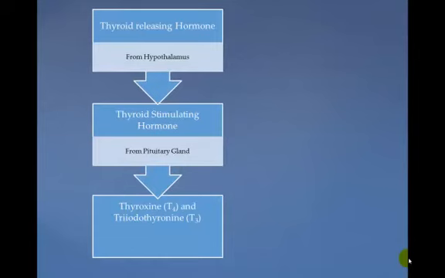Once the pituitary gland releases thyroid-stimulating hormone, this enters into circulation but quickly arrives at the thyroid because the thyroid gland is the most vascular endocrine gland in the body. That'll cause the thyroid gland to produce the thyroid hormones, which are T3 and T4.